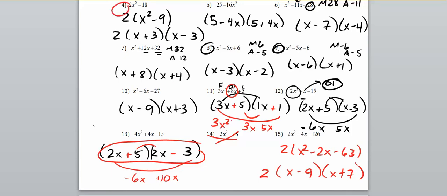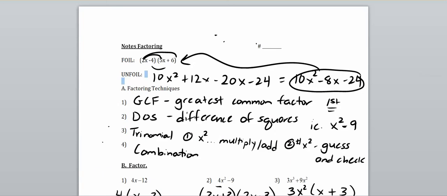But you have 14 problems here that are mixed up methods. On your homework, look through your problems and make sure you do a greatest common factor first, then your difference of squares, then a trinomial, then combinations. Good luck.